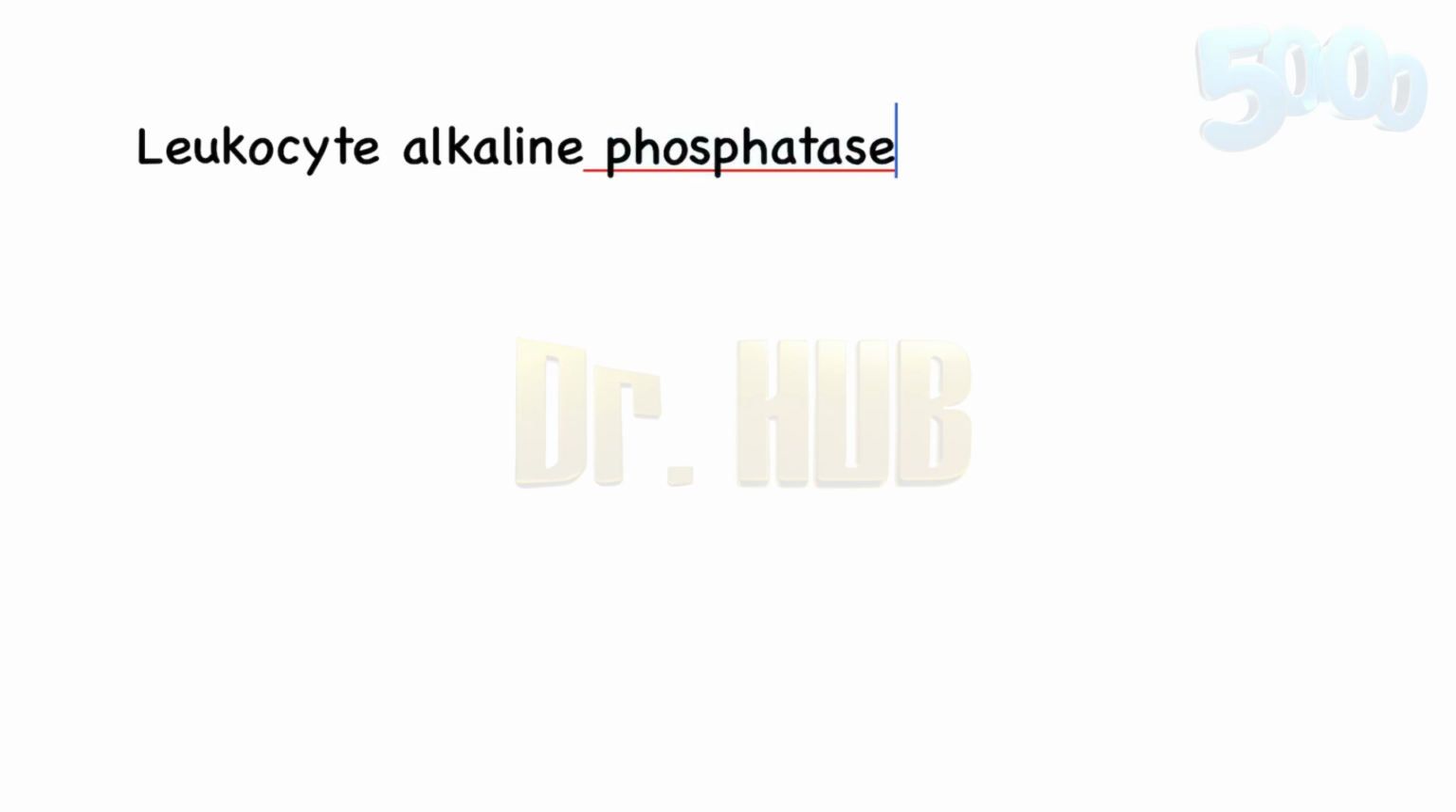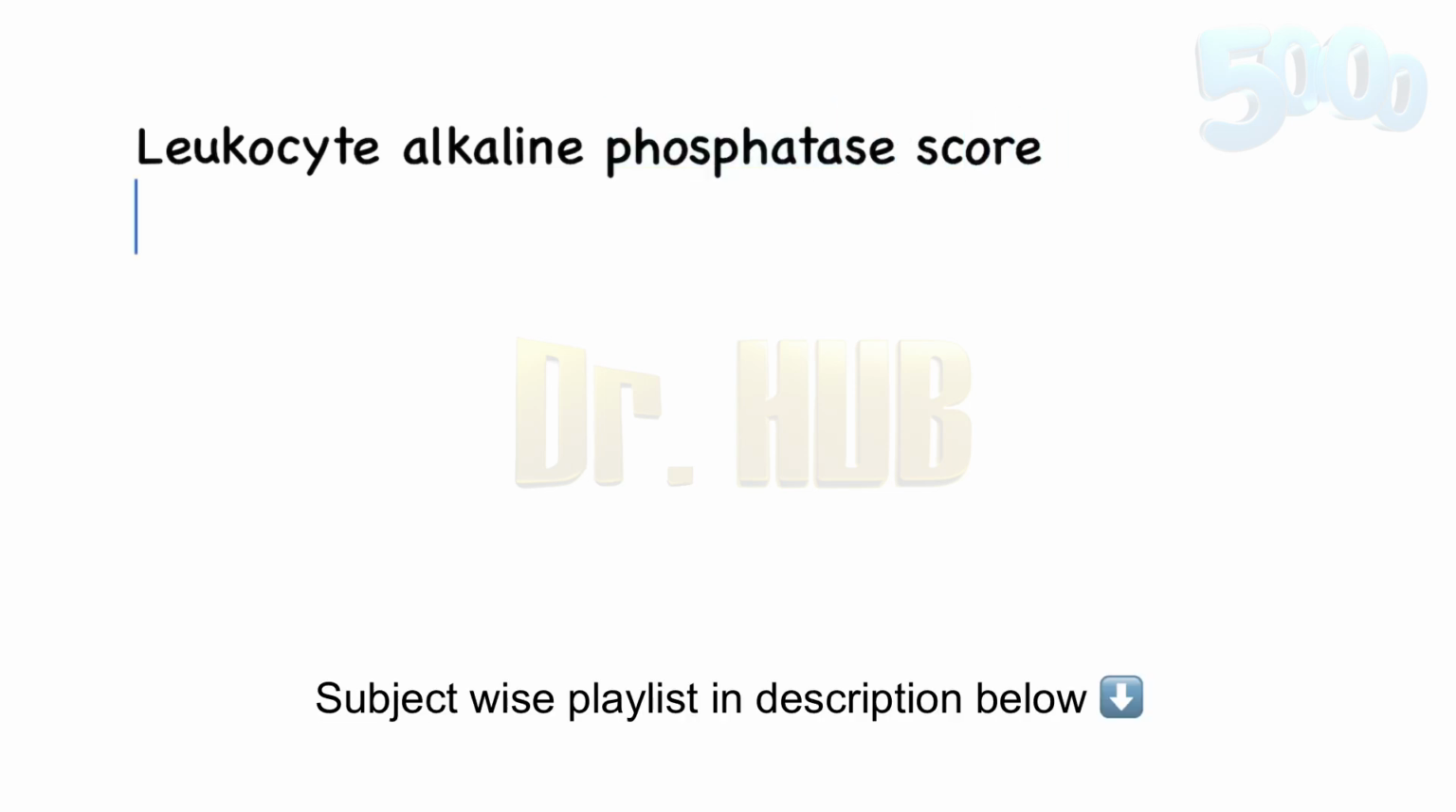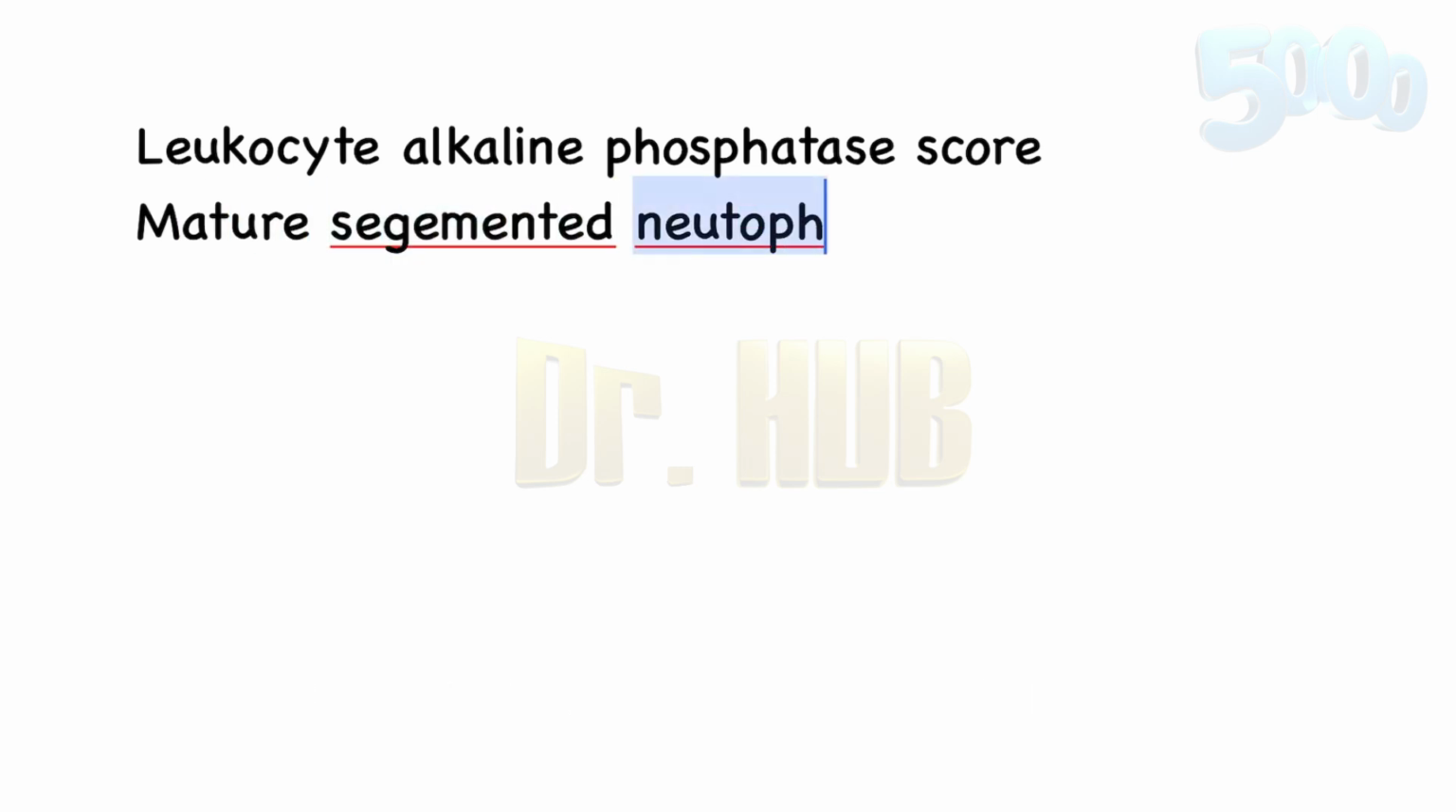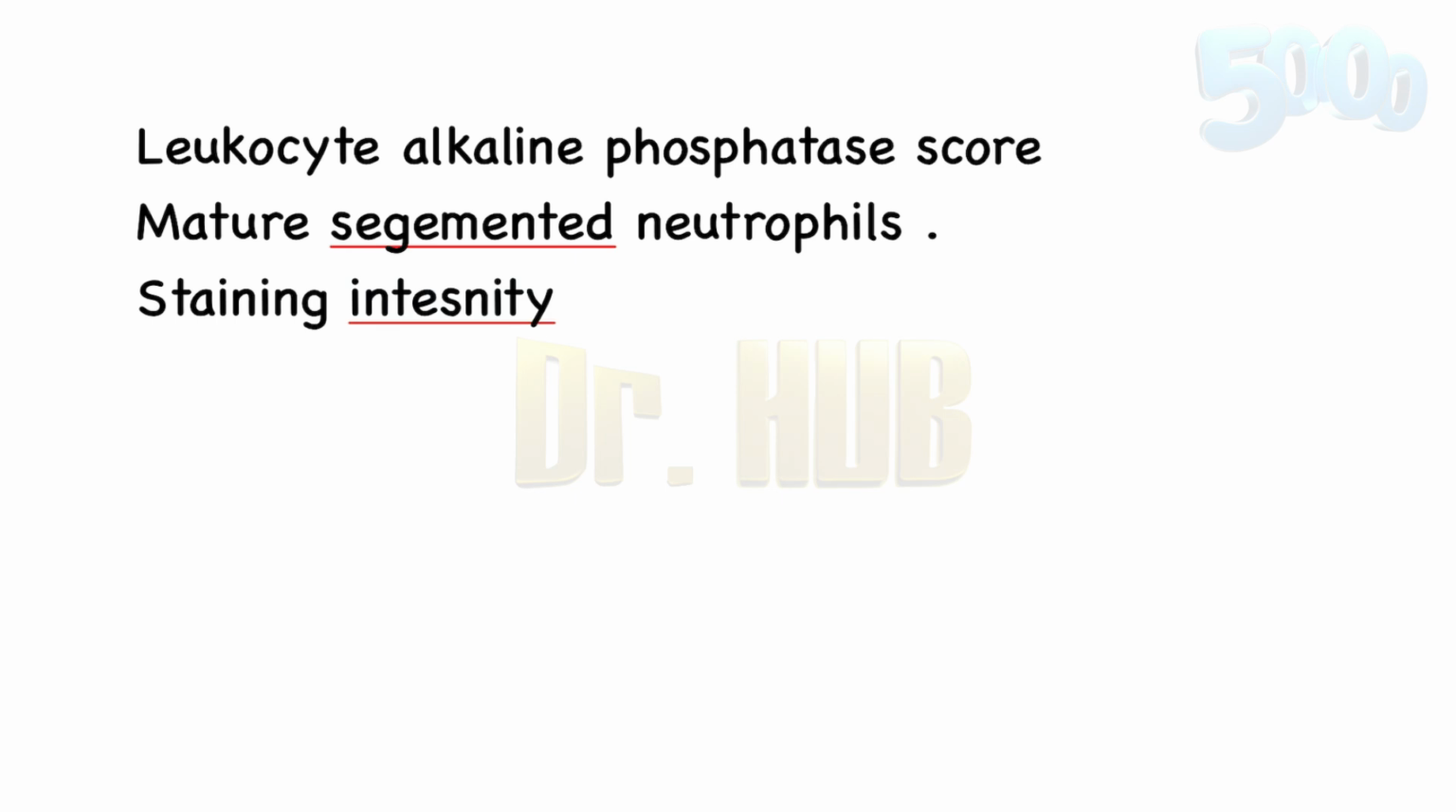Leukocyte alkaline phosphatase, the alkaline phosphatase score. So this is found predominantly in the mature, segmented neutrophils, and the lab score is obtained by assessing the staining intensity in 100 consecutive neutrophils, with each neutrophil score being scaled from 1 to 4.